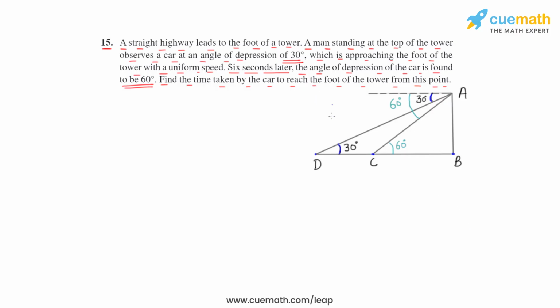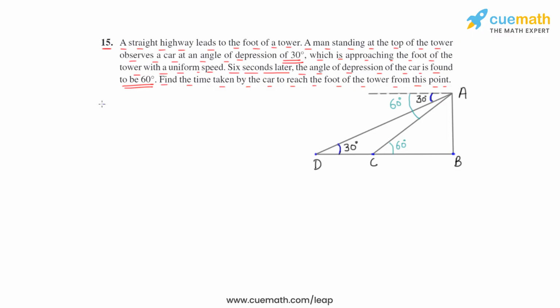As you can see, neither the height of the tower is given, nor is any distance given. So what we will do is first find BC in terms of AB, and then find CD in terms of AB, and then we will see if we can reach a conclusion using a relation between DC and BC.